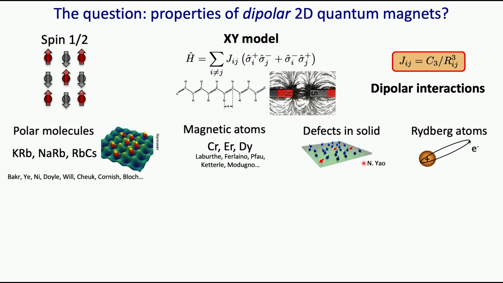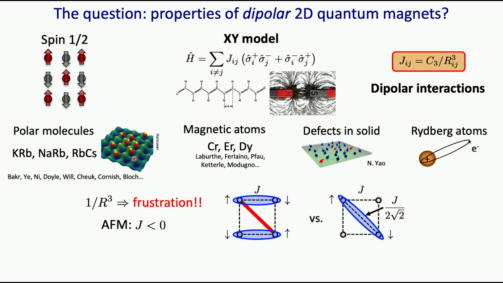But also, if you want to look at defects in solids, they interact by the magnetic interaction. It's a 1/r³. Magnetic atoms that people manipulate and are very popular in the field of ultra-cold atoms, chromium, erbium, dysprosium, also have a 1/r³ type of interaction. And molecules are also an example of objects that interact by dipolar interactions. There is a lot of progress with molecules, and they have now reached a lot of maturity. The reason why this 1/r³ is interesting is because it brings immediately something which usually is hard to simulate, at least for large systems.